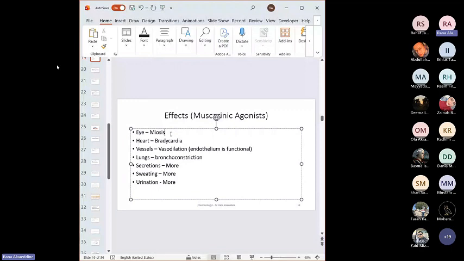Do you think this is a side effect, or a clinical indication, or both? What can we use those for? Clinical indication. Okay, so meiosis is a clinical indication, that's right. But why do we sometimes want the pupil to be contracted? For near vision, to see near things.